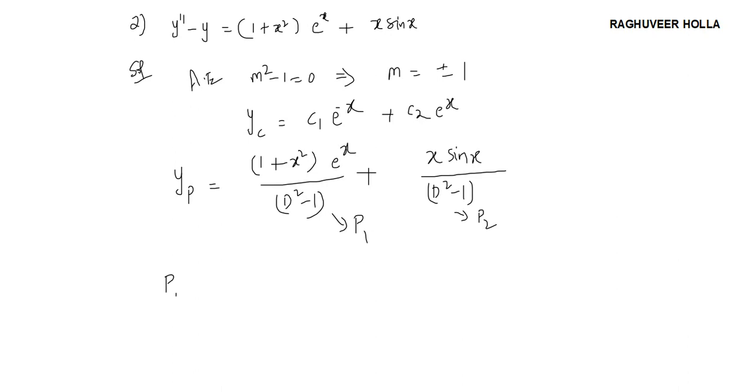Now let us find what is P1 here. So that is 1 plus x square into e to the power of x, divided by D square minus 1. Fine. Now let us substitute D as D plus 1 here. So that is P1, which is e to the power of x if I take it outside. So this is 1 plus x square divided by (D plus 1) whole square, sorry, minus 1.